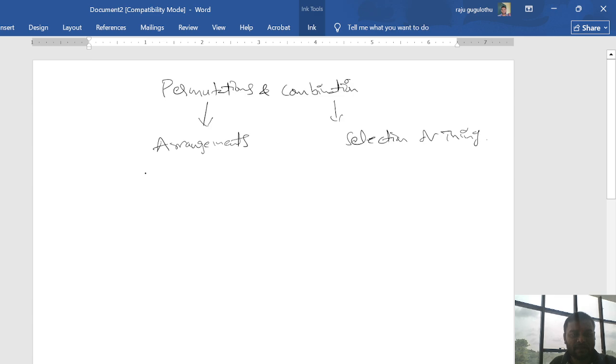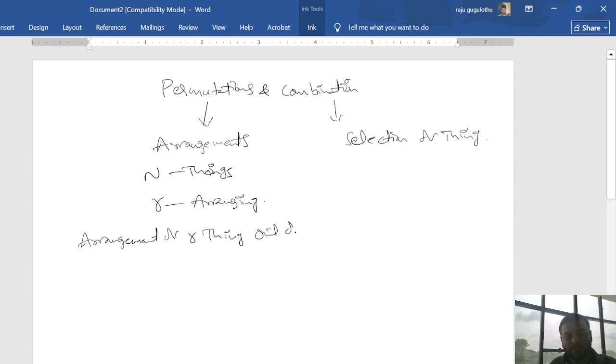Let us say, guys, there are n things to be arranged, and from the n things you are arranging r things. Arrangement of r things out of n things will happen in nPr ways.